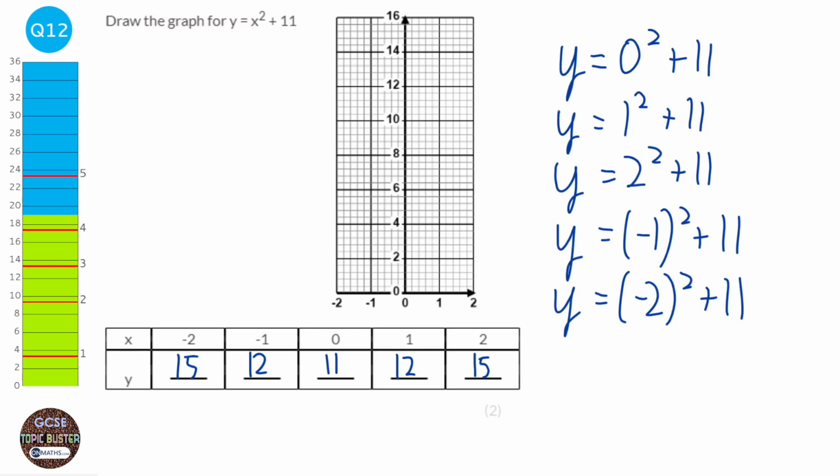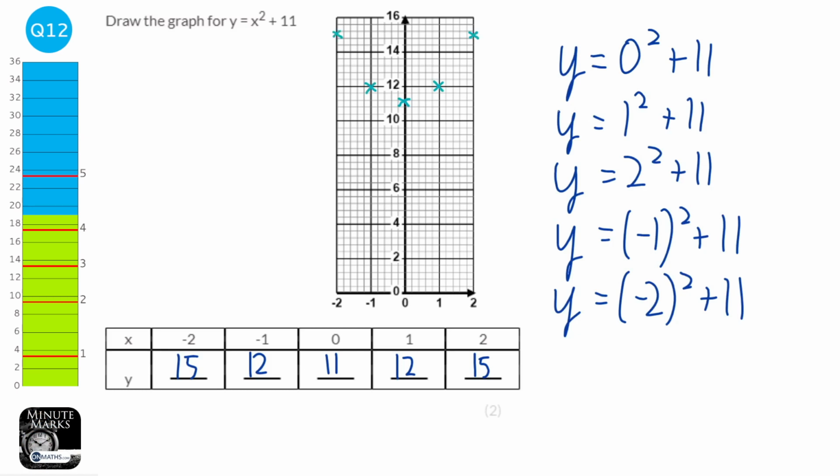Now you can see here we get a nice little symmetry, and we're going to plot this onto our graph here. So 11 is going to be here, 12 is going to be here, so both of these are 12, and 15 is going to be here.